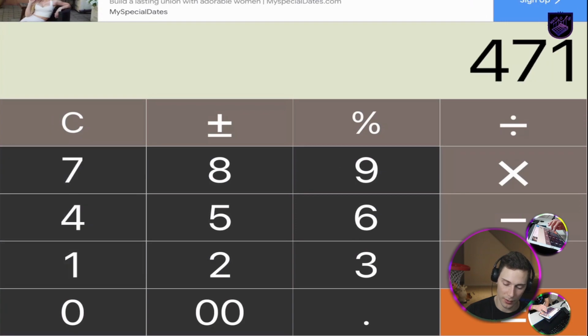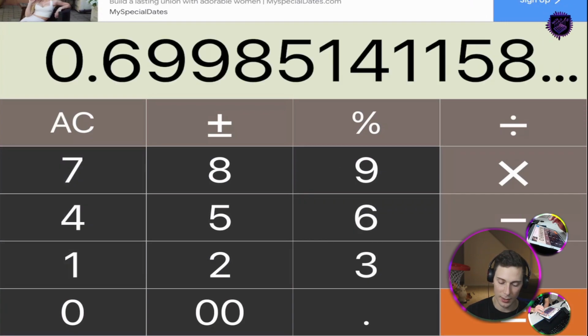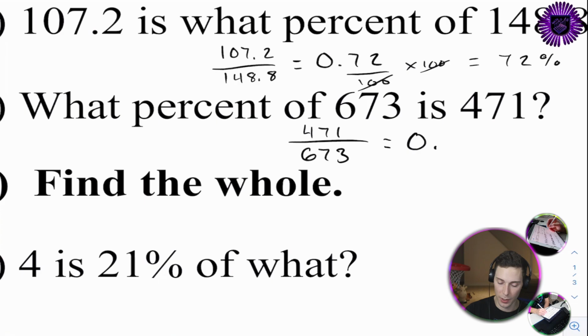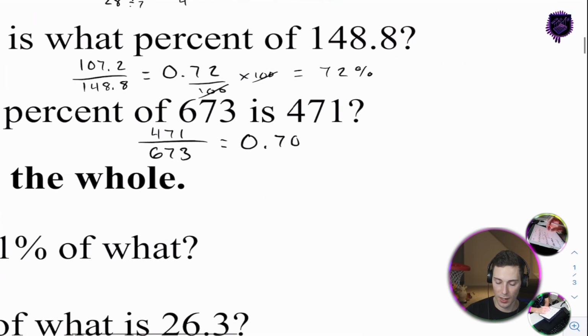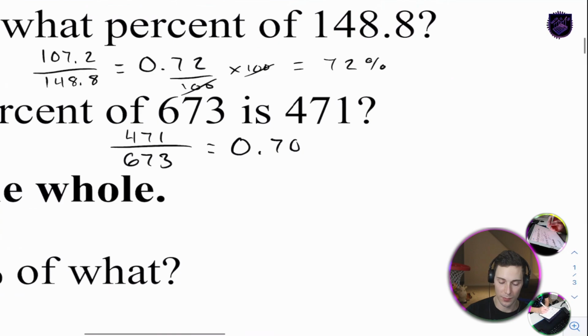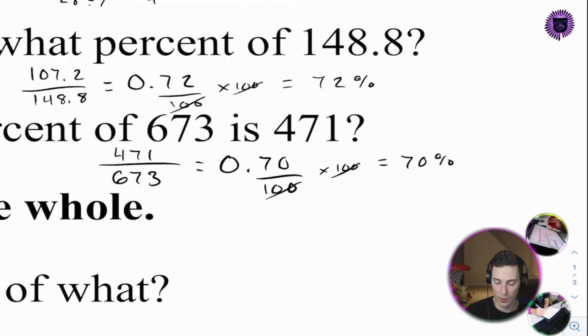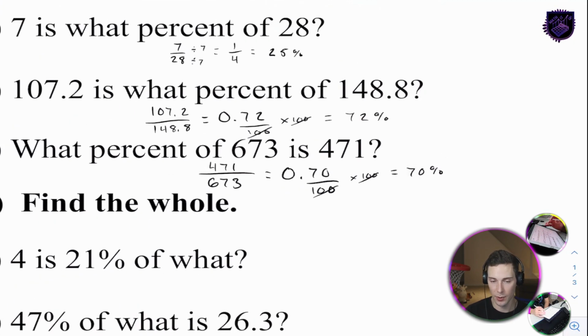471 divided by 673 is equal to 0.6998. I'm going to say 0.70, because we're rounding up just slightly. And this is 70 written as a fraction like that. We can get rid of our decimal part of it. It's going to be equal to 70%, changing that decimal to a percentage, moving that decimal place over twice.